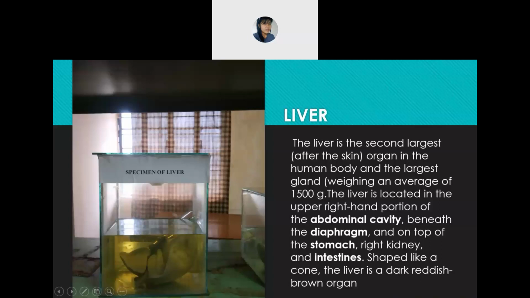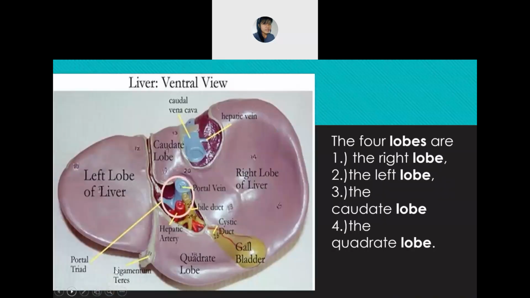Is it okay? So the liver has got four lobes. First is the left lobe of the liver, which is this. This is the right lobe of the liver. The next is the caudate lobe, C-A-U-D-A-T-E. This one. And the next is the quadrate lobe. This one. Is it clear? So it is divided into four parts or four lobes.